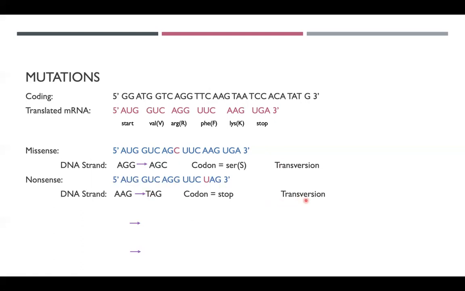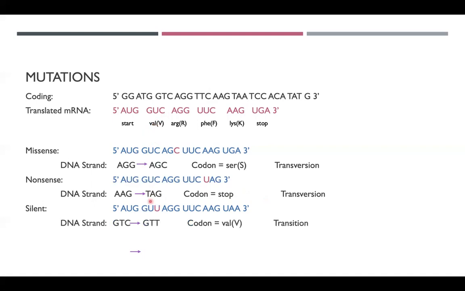So with our silent mutation, this pretty much does what the name implies. This codes for the same amino acid. So as seen here with the GUU codon, which was originally GUC, GUC allowed for the VAL amino acid. GUU also codes for the VAL amino acid.